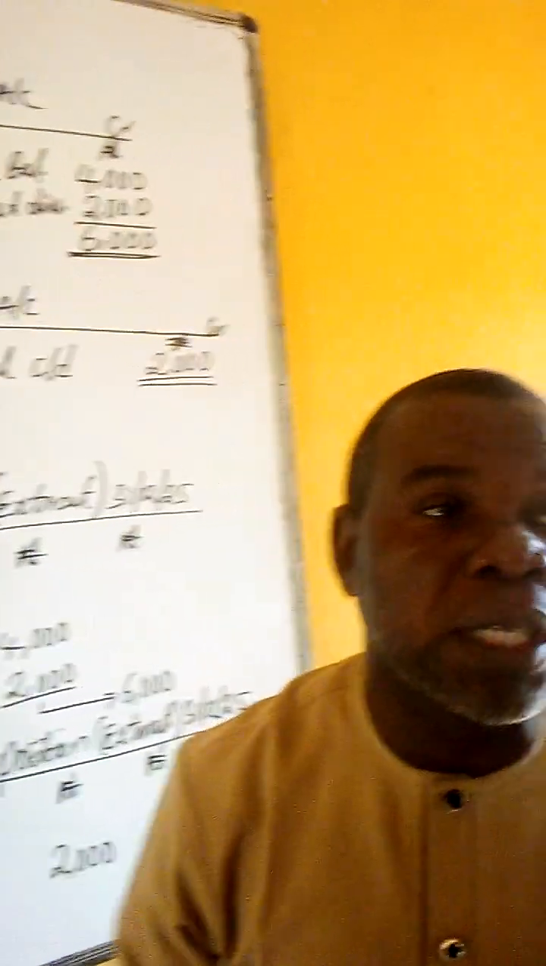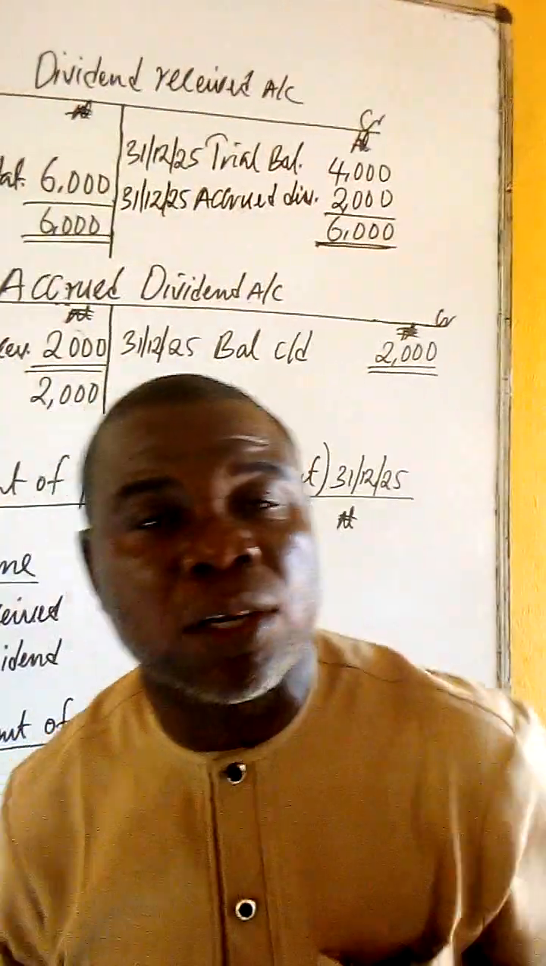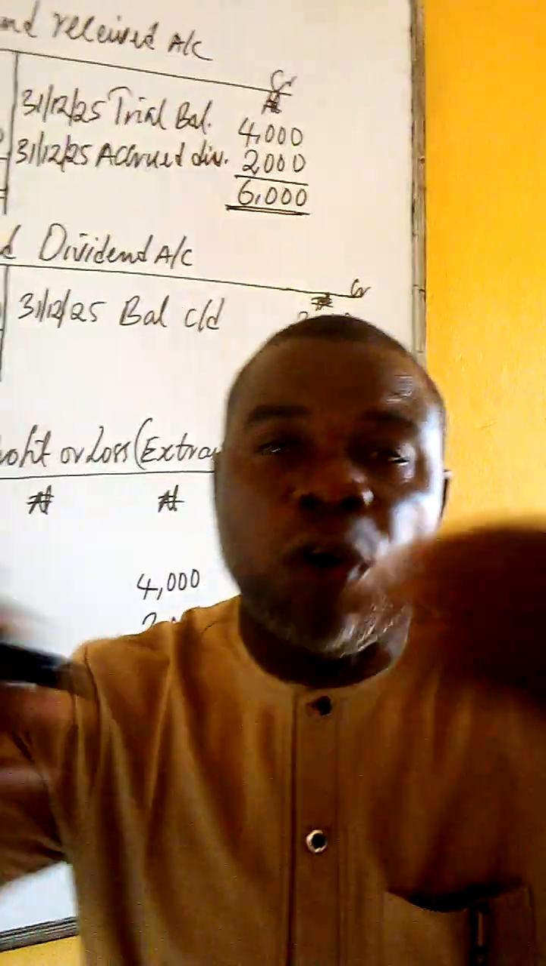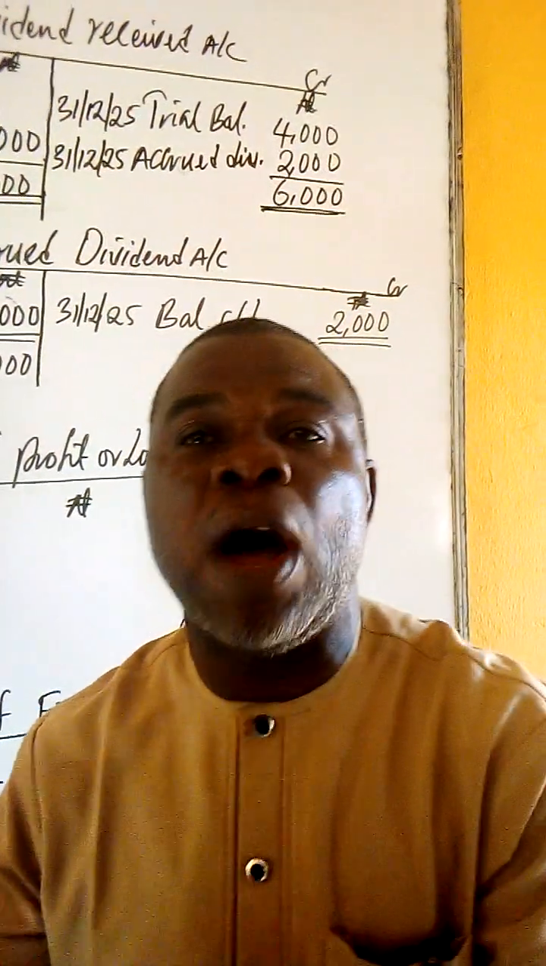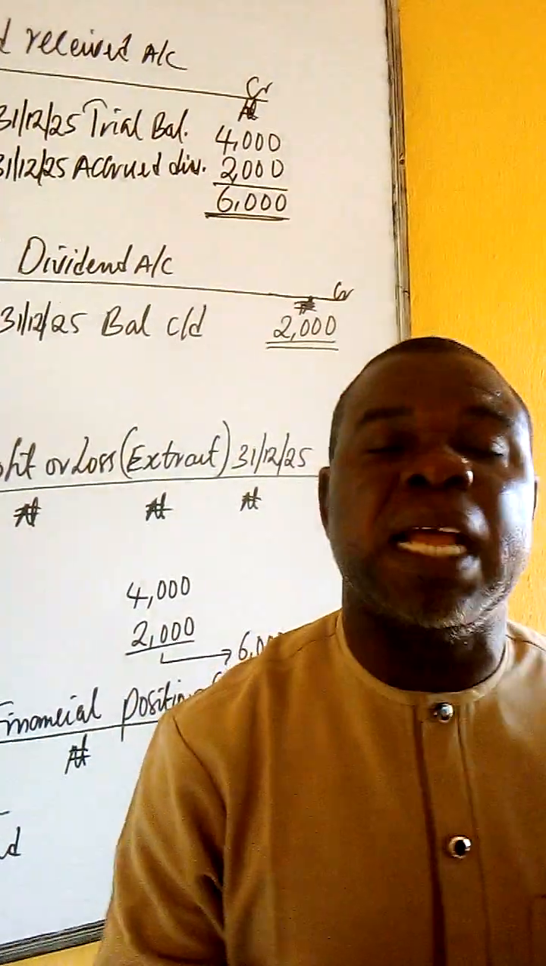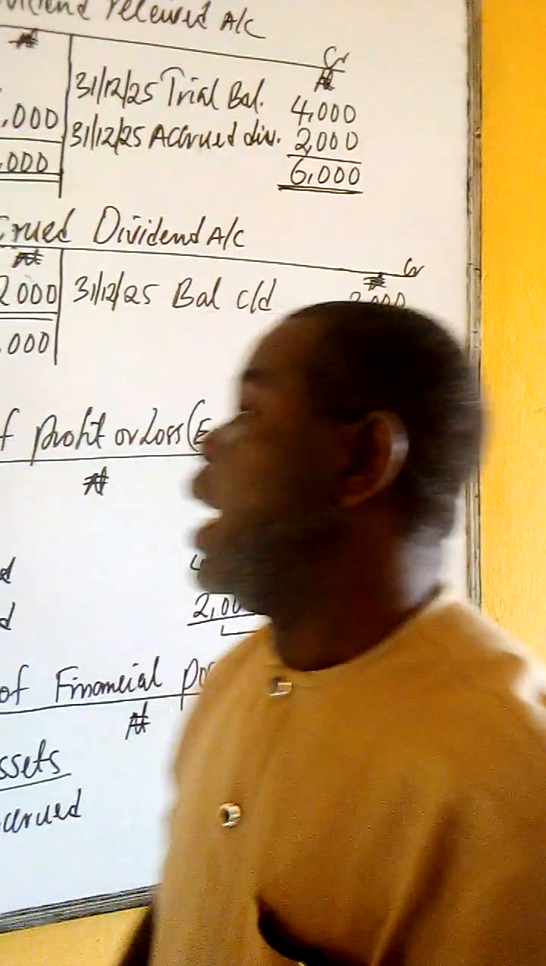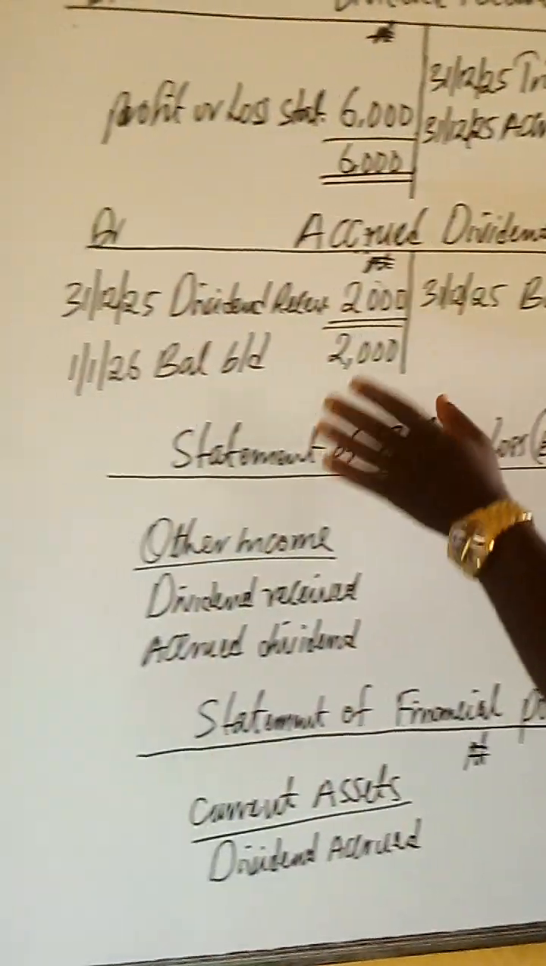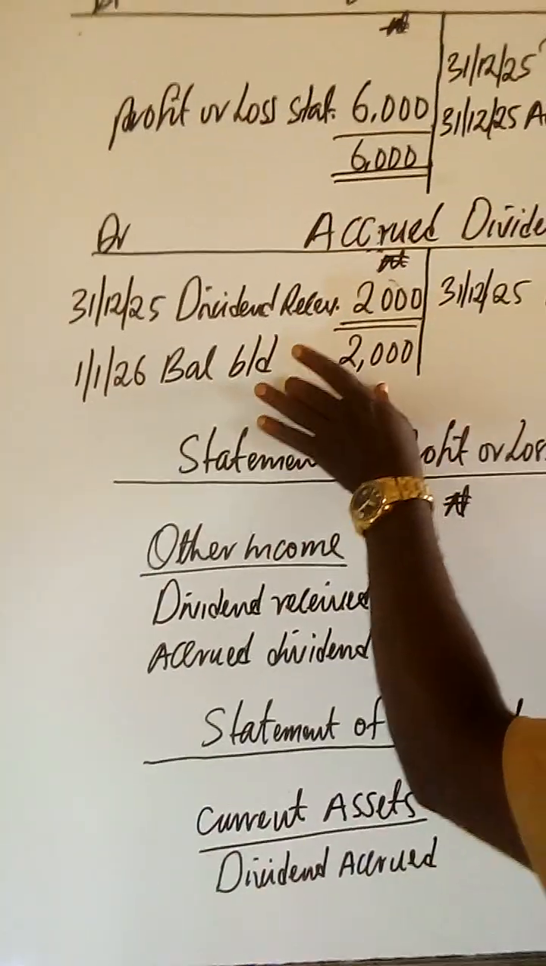It is a current asset because the business has already earned the income but is yet to receive it. Therefore, it's an asset to the business. And all asset balances brought down are debited. That is why the balance ends up on the debit side.